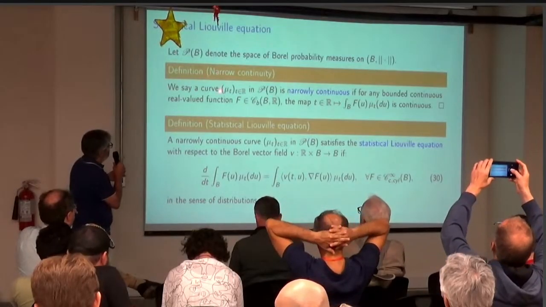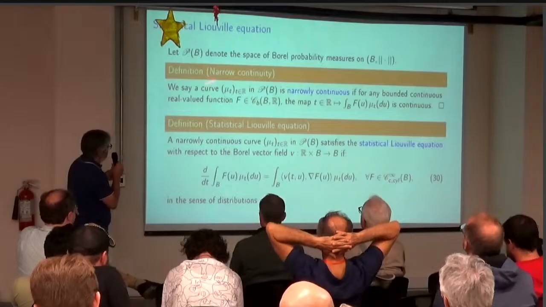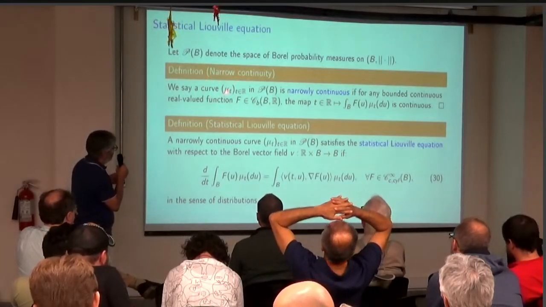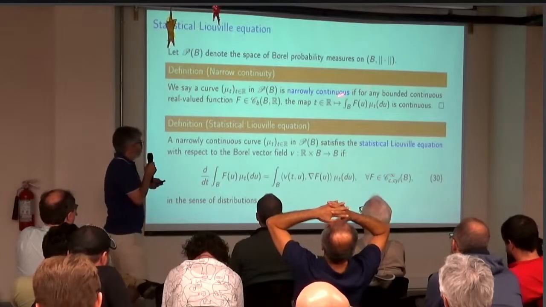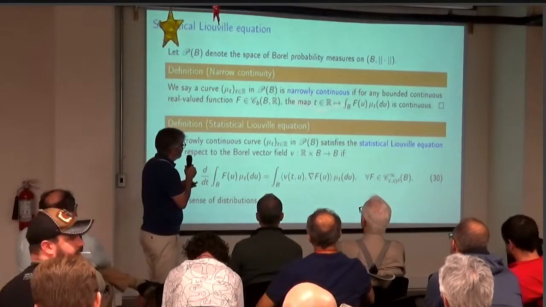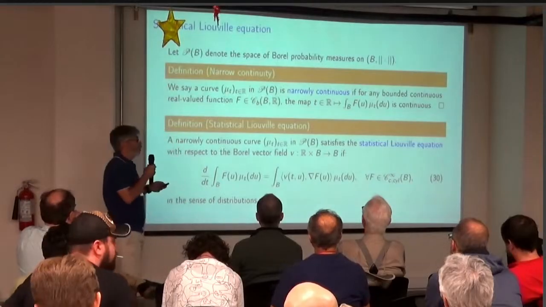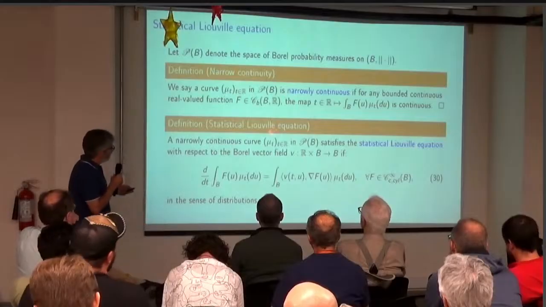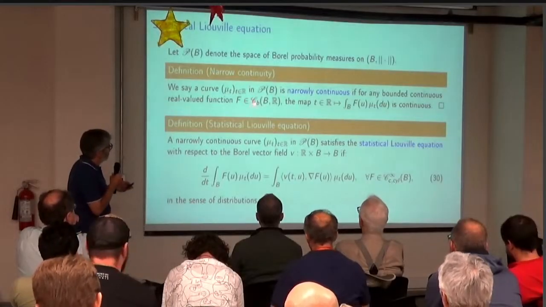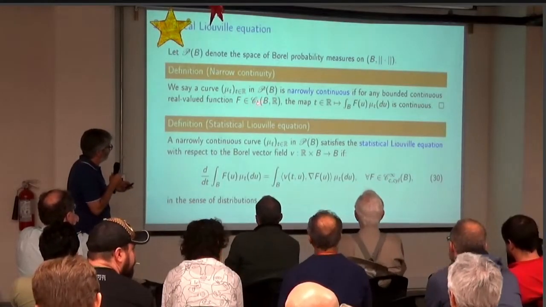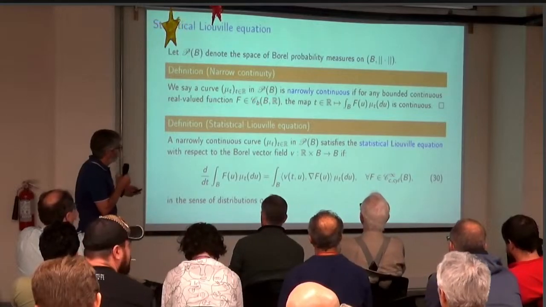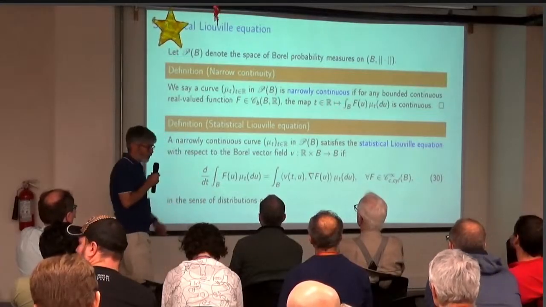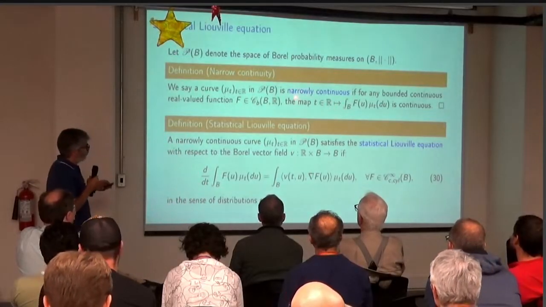We say that a curve of measures mu_t is narrowly continuous with respect to time if it is continuous with respect to the weak topology for measures. So whenever you take a bounded continuous function from B to R, the integral of this function against mu_t is continuous in time, in the scalar sense.